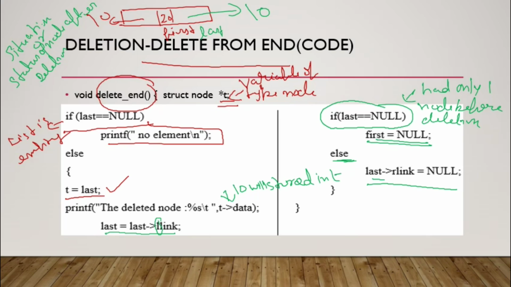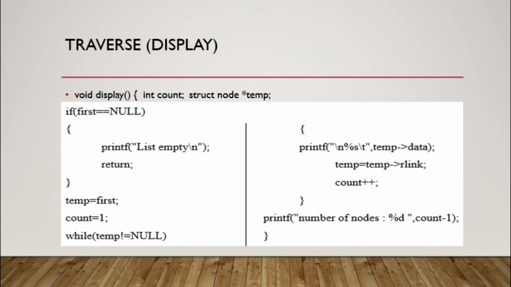Okay, so let us go to the next one, our new concept, which is traverse, which is nothing but displaying in a doubly linked list. This will not change much, students. Displaying in a doubly linked list is almost the same as displaying in the singly linked list. The only thing is that in a singly linked list you were just going to the right of the node, but here you have to check the R link.